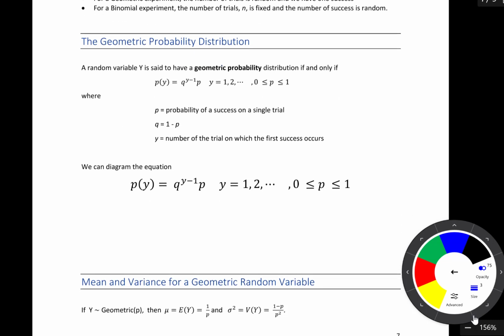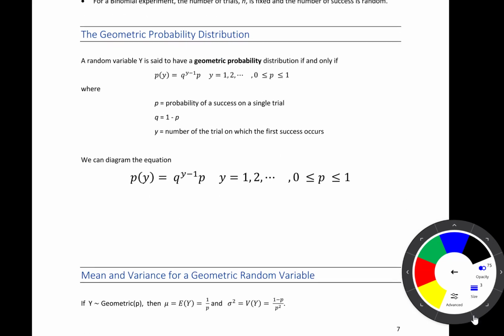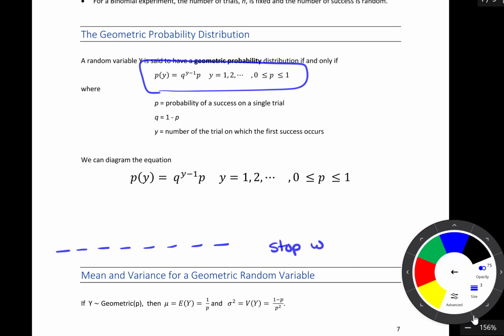So a random variable Y is said to have the geometric probability distribution if we have the following. And so just like before, let's kind of diagram what's happening down below. So here, the idea is that we're going to have different trials. So you can imagine each one of these is a trial, and we are going to stop with first success.